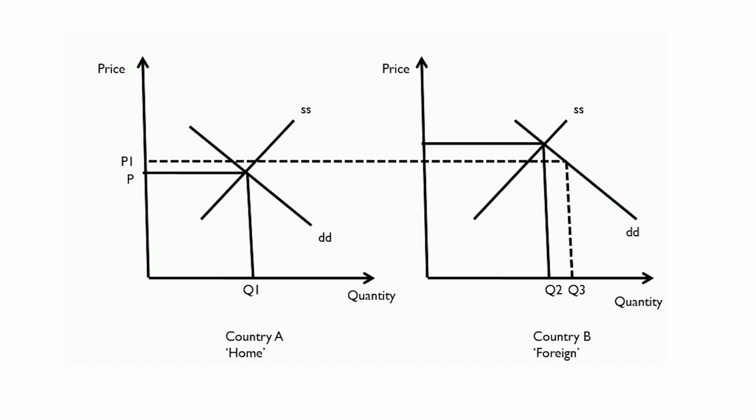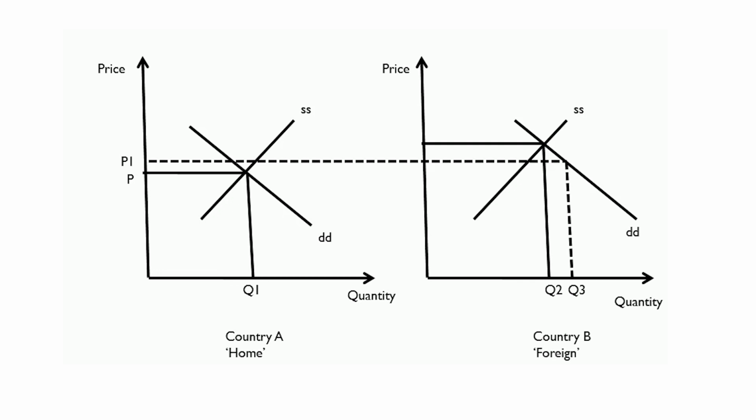Now, let us use this diagram to explain the phenomenon a little bit. Let us assume that there are two countries. One is country A, the other is country B. Country A I call home, and country B I call foreign. Look at the diagram. These two diagrams are similar but not identical. Why not identical? I'll explain.